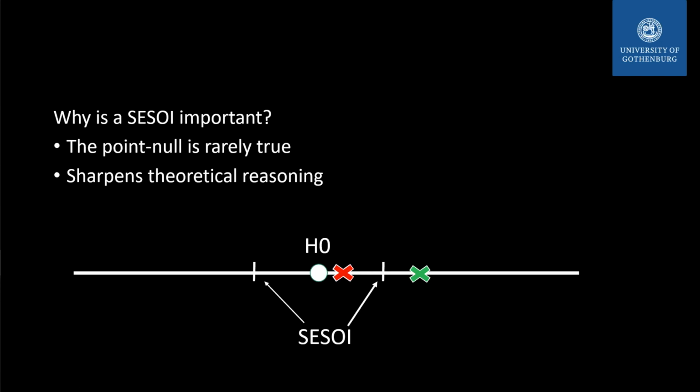And in my view, this is the greatest value of being able to specify a smallest effect size of interest: it means we can actually create falsifiable claims and in turn falsifiable theories.